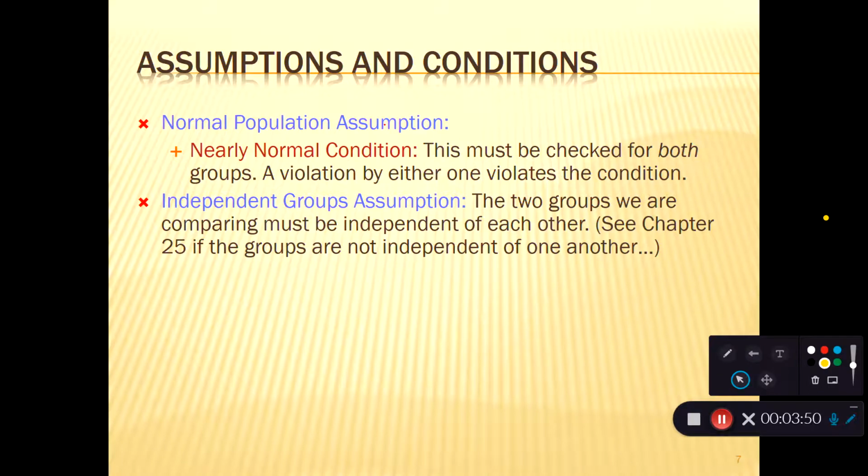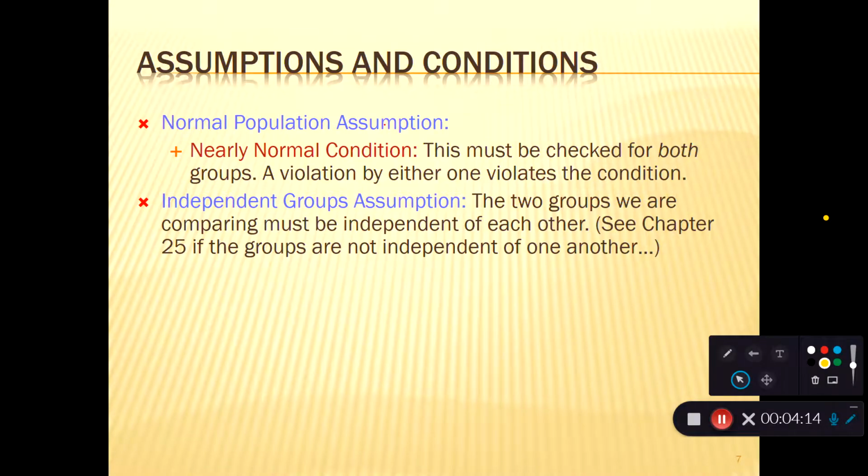Next thing that we need is we need to have a normal population. So we're going to check to see, are we roughly unimodal and symmetric? Does it look nearly normal? And then our last condition here is that our groups must be independent. So now, what do I mean by independent? Well, the outcome of one can't affect the other.